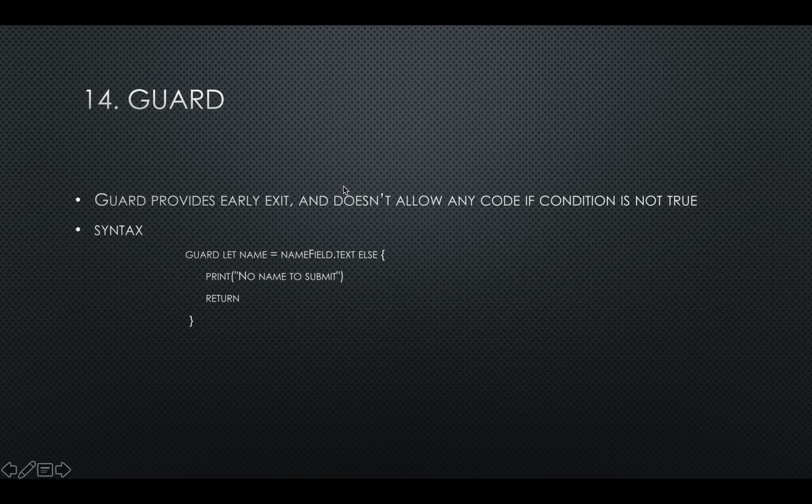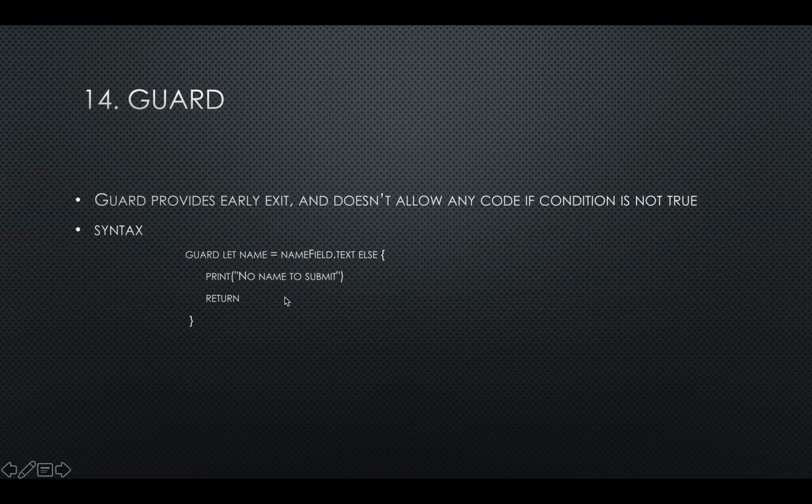Over here we can see the syntax of guard. Guard, GUARD, guard let name equals name field dot text. So I have some text field, and if that value is available, then I assign it to name. Else I will just print no name to submit, and then return. So if there is a name, we'll take the name and continue to use it, and if there is no name, we'll just print no name to submit and return.